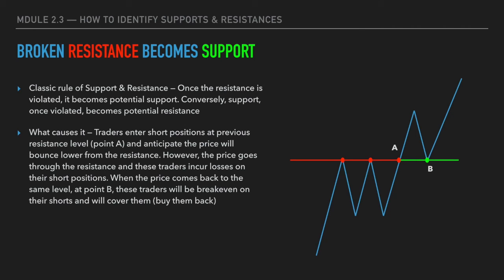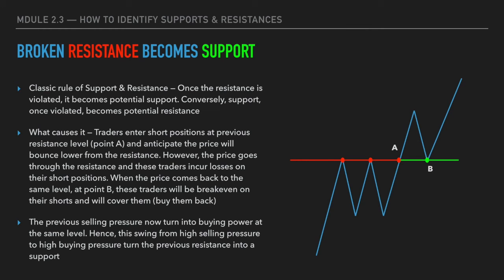So let me explain. Traders enter the short position at the previous resistance level, for example, the point A in the chart, and anticipate the price will bounce lower from the resistance. However, the price breaks through the resistance and goes higher. Those short sellers at point A will have losses on their short positions. When the price comes back to the same level, for example, the point B in the chart, these short sellers will be at the break-even level. So they are more willing to cover their short positions by buying them back. Therefore, the previous selling pressure now turns into buying power at the same level.